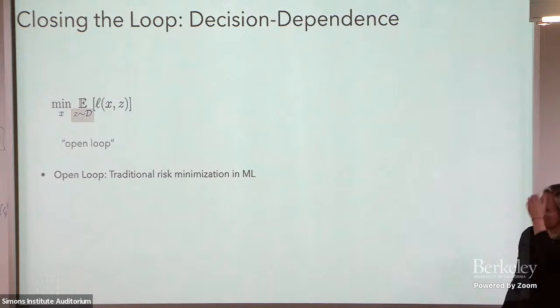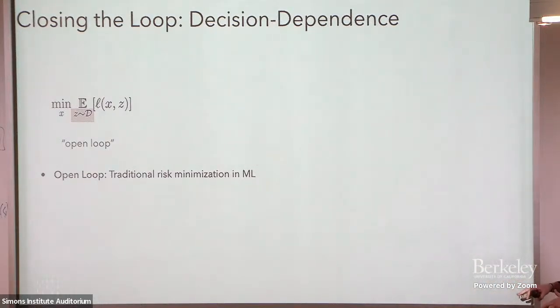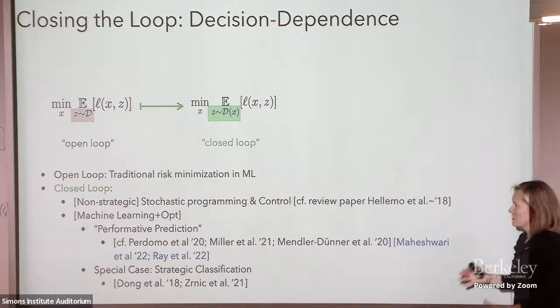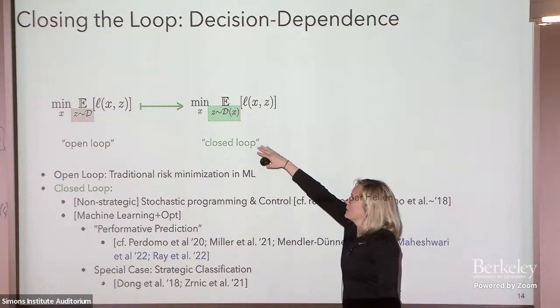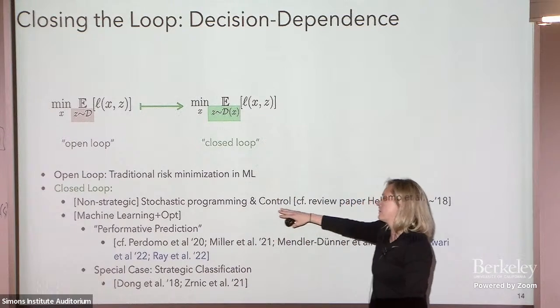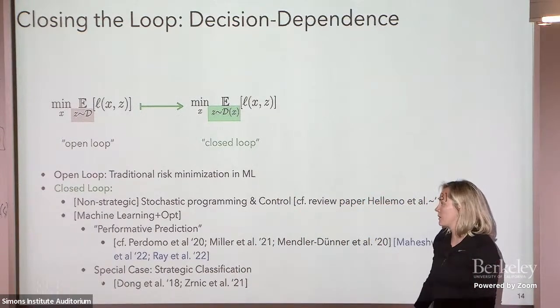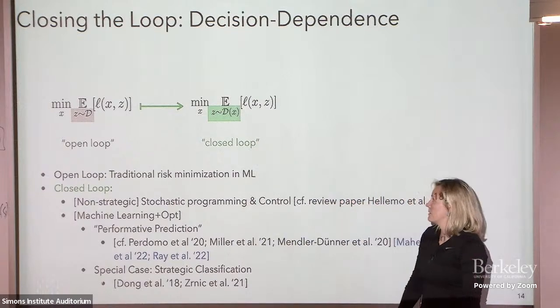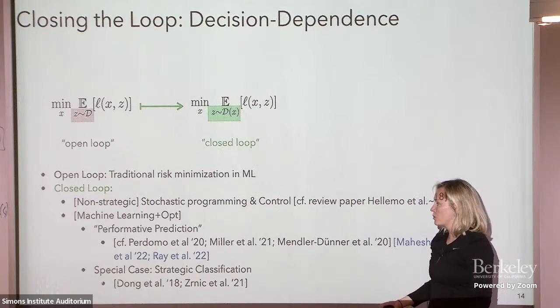So before getting into the details of things, I want to just give a little bit of history on this problem space. In the open loop setting, we're talking about, say, traditional risk minimization in machine learning. And then we can start to think about this closed loop setting where we have this decision dependence. This problem has its roots in stochastic programming and control. I mean, this looks naturally like either a static reinforcement learning problem or a control problem.